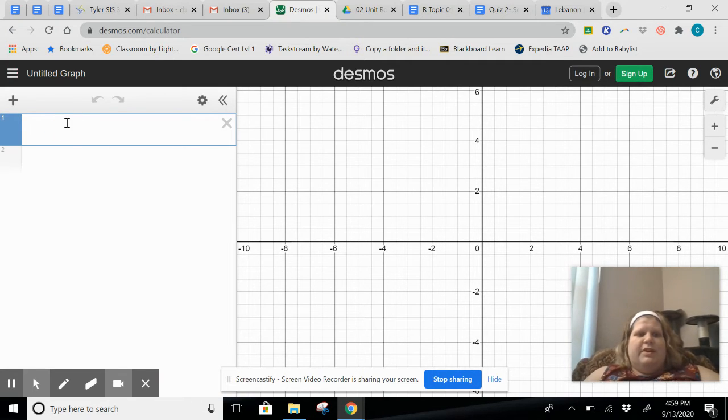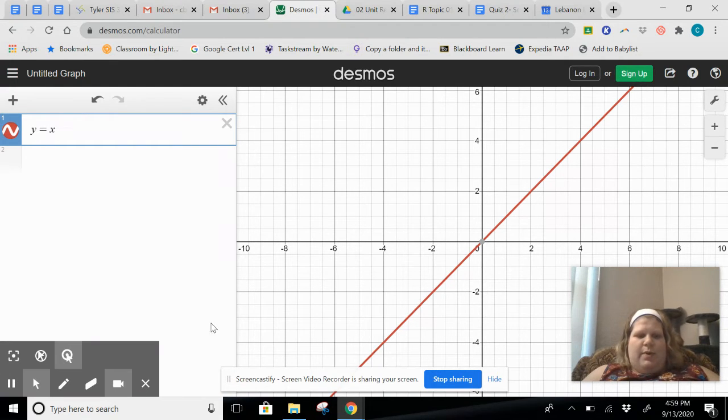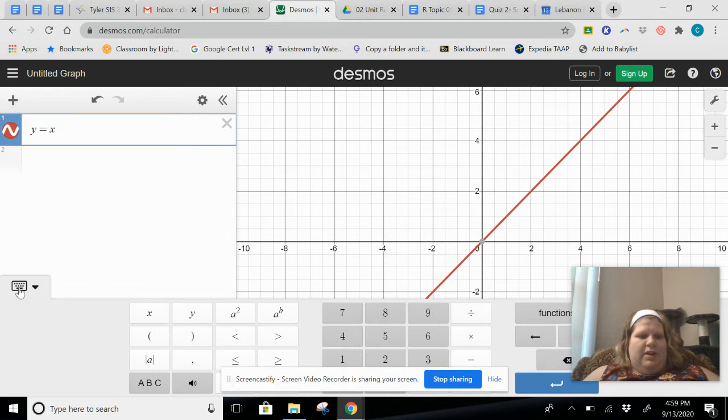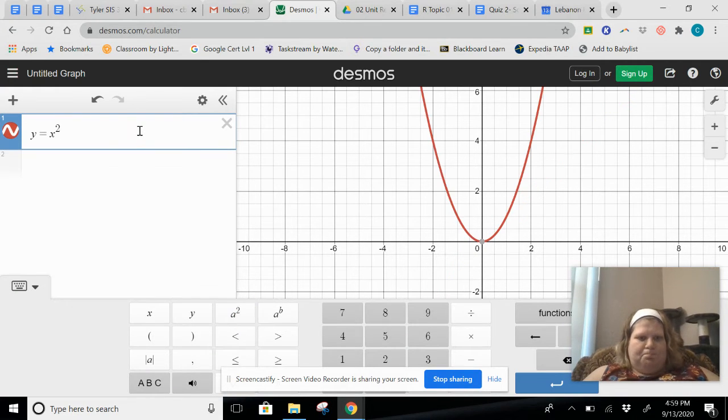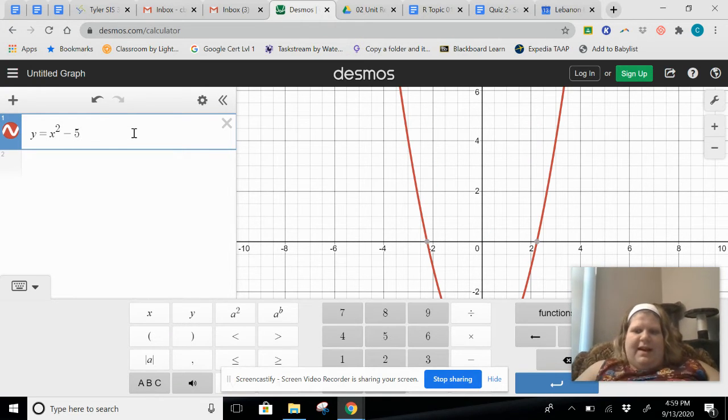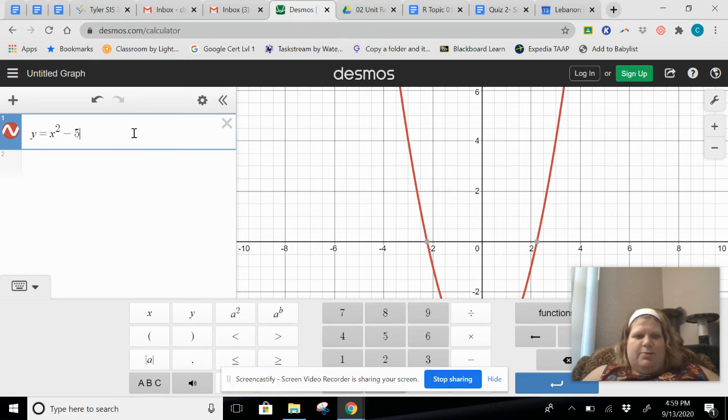Okay, but you're just going to come over here to this side and type in your first equation. I'm going to type in y equals x squared. So I'm going to put an x, but then I need to put a squared. To do that, I need to pull up my little keyboard here, and I'm going to hit the squared button. Then I'm going to put minus 5 because that's the equation I have. These are not examples in your notes, but that's okay. So I have y equals x squared minus 5.